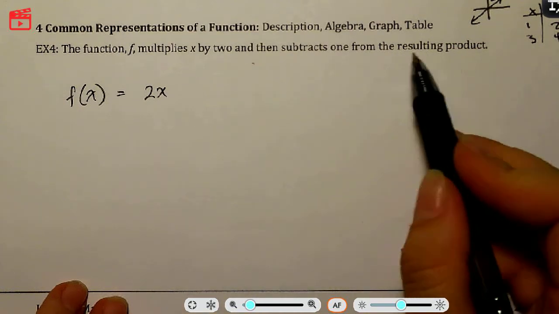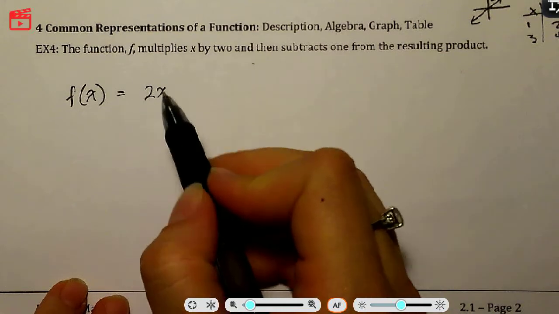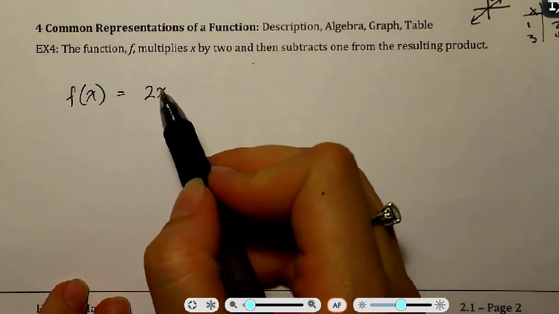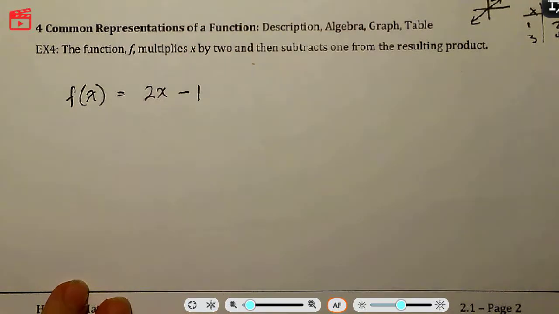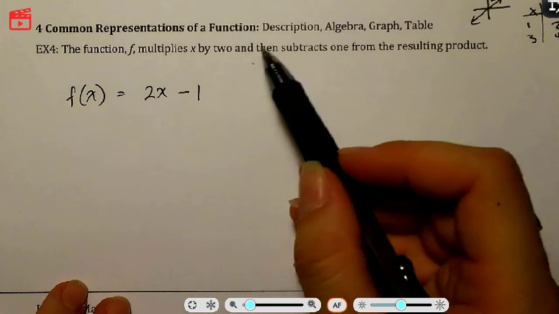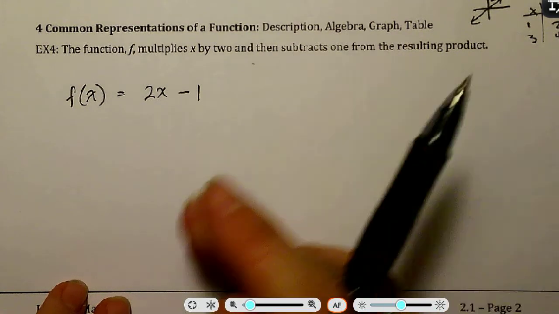Well, what's the resulting product? The resulting product is 2x. So it'll take 1 away from 2x. Well, just take away 1. There we go. Subtract 1. And there we go. We have now written our function as an algebraic function.